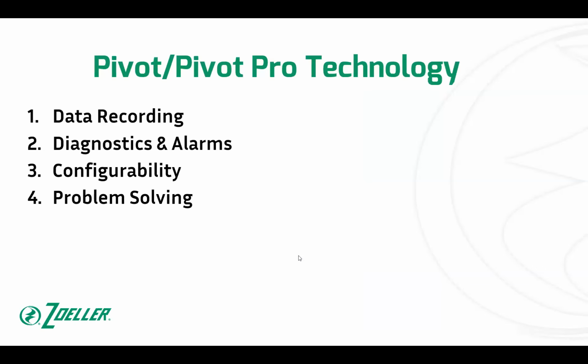So there's 4 main categories that we'll review here of why Pivot Pro is different. It's recording data. It is able to provide diagnostics and alarms for things that you would be surprised we're able to diagnose and provide an alarm on. The configurability, which I just mentioned before, the configurability of the panel itself, and then just solving a bunch of the problems that were out there forever in the control panel world.